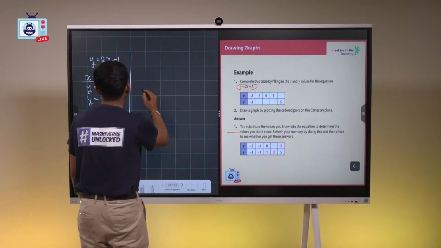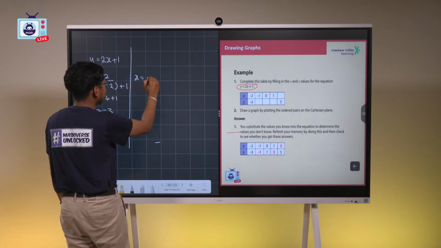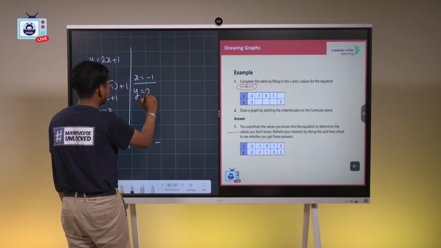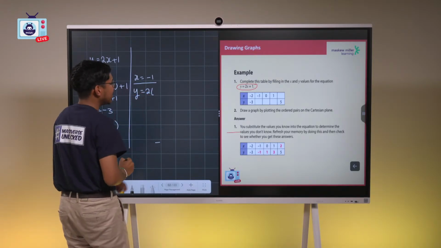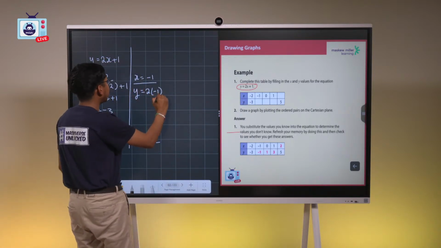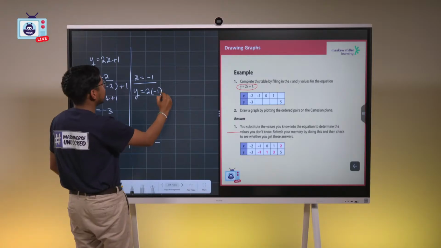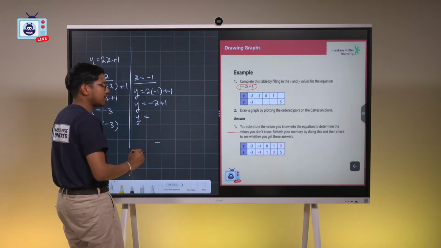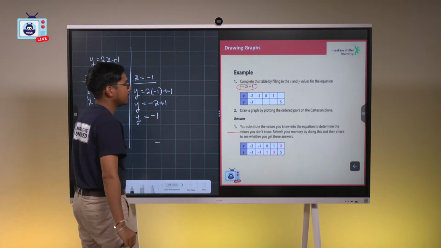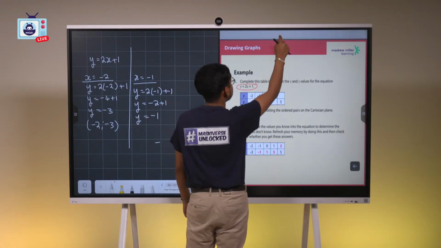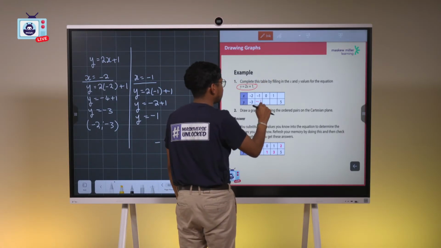Now we're doing for x equals negative 1. We're going to say y is equal to 2, open bracket. In place of x, I will now put negative 1. So I have negative 1, I'm using my standard equation here, plus 1. So y will be equal to negative 2 plus 1. And what is negative 2 plus 1? It is just negative 1. All right? So when my x value is negative 1, my y value will also be negative 1. So I have negative 1 there.